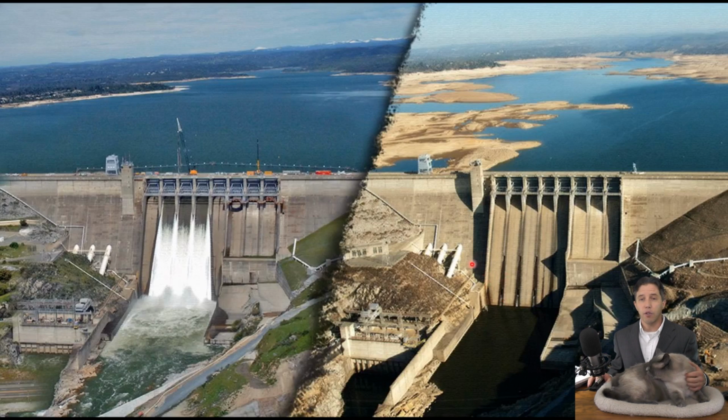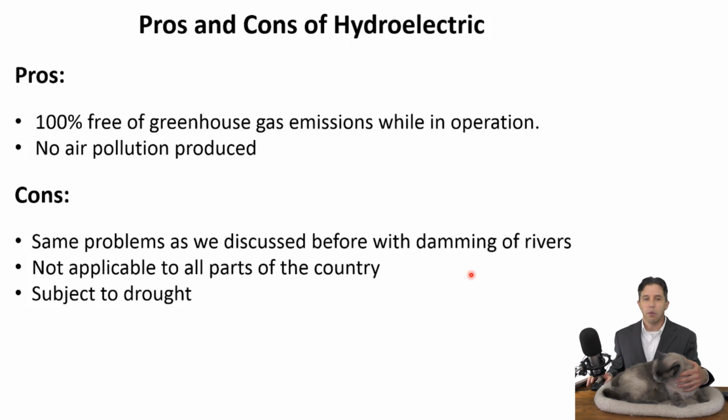Here's one from California. This is what the dam looked like maybe 10, 20 years ago. And this is a more recent photo. And you can see those pipes right there. Those are the penstocks. That's what takes the water from the lake and takes it down to the generators. But they're high and dry. They're not getting any water to generate electricity with.